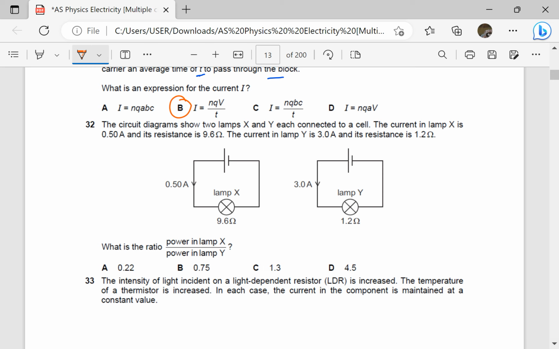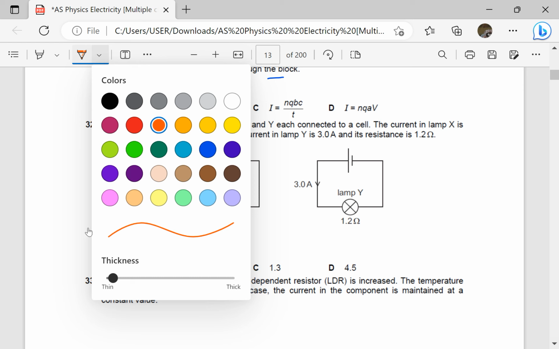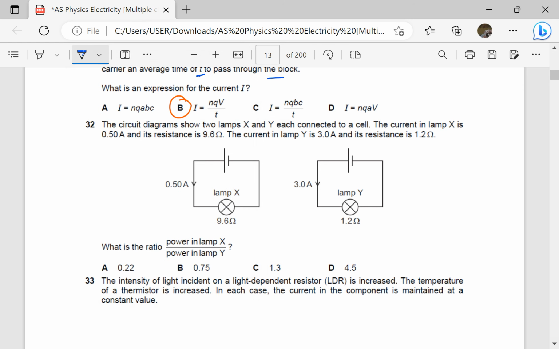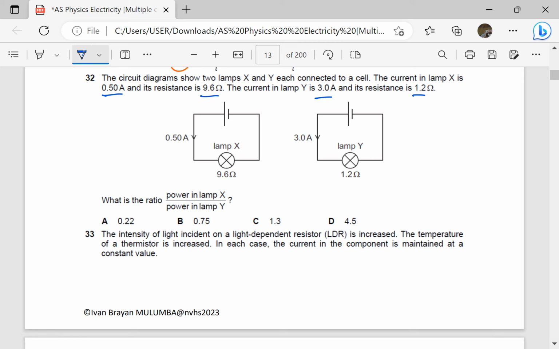The circuit diagrams show two lamps X and Y, each connected to a cell. The current in lamp X is 0.5 amperes. Its resistance is 9 ohms. The current in lamp Y is 3 amperes. Its resistance is 1.2 ohms. What is the ratio power in lamp X over power in lamp Y?